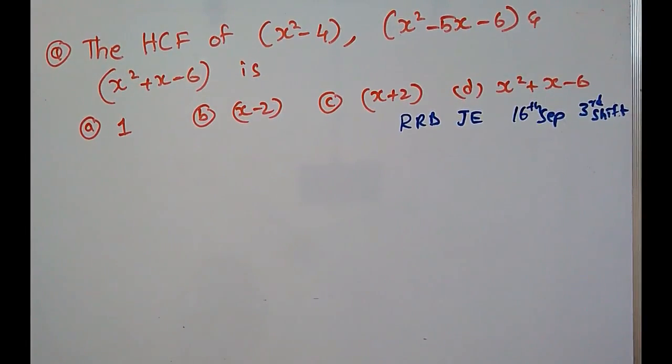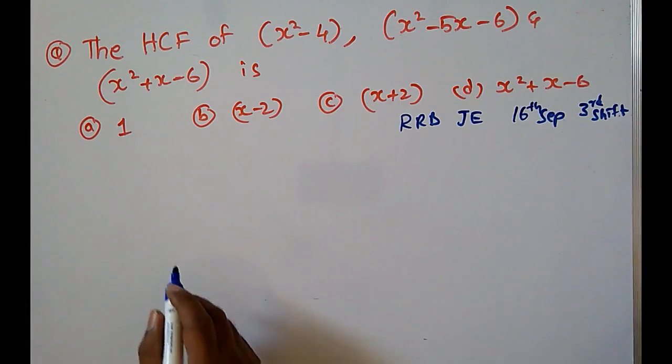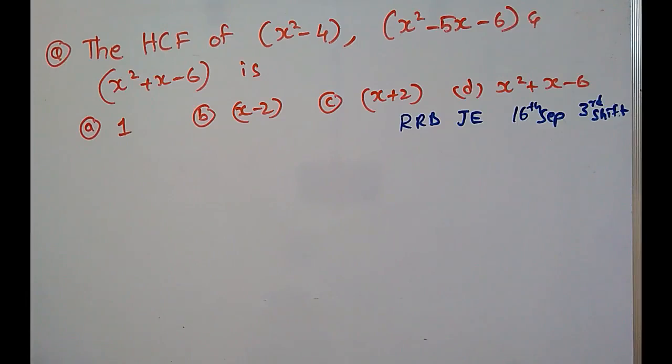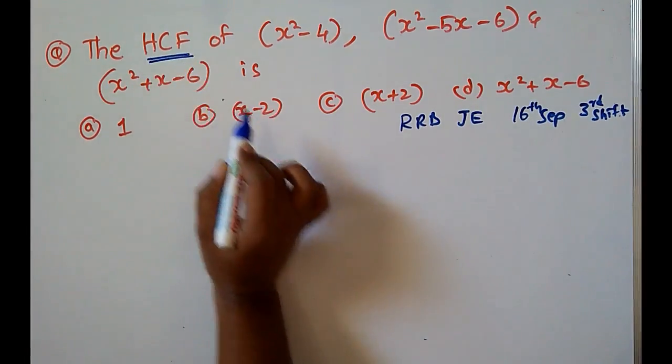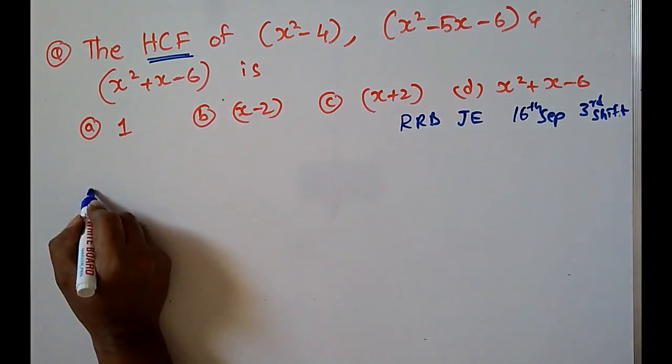Let us see the last problem. The HCF of x square minus 4, x square minus 5x minus 6 and x square plus x minus 6. This is a combination of polynomials and number system. You have to find the common factor in these polynomials, friends.